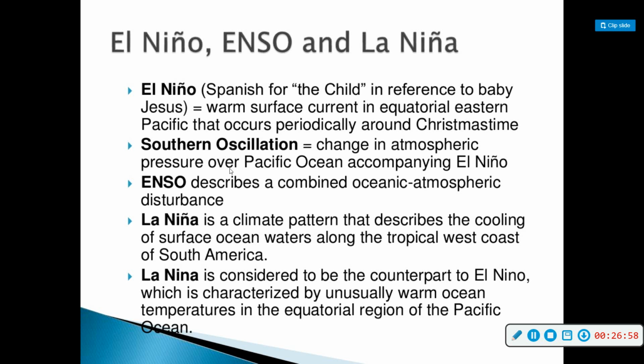And then La Niña is a climate pattern that describes the cooling of surface ocean waters along the tropical west coast. La Niña is also considered to be the counterpart of El Niño, which is characterized by unusually warm ocean temperatures in the equatorial region of the Pacific Ocean.